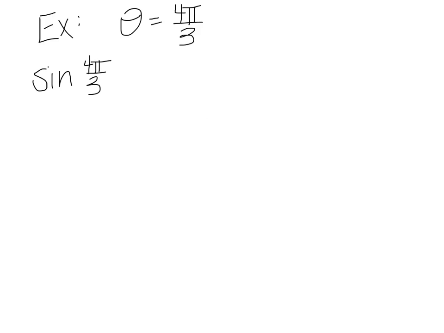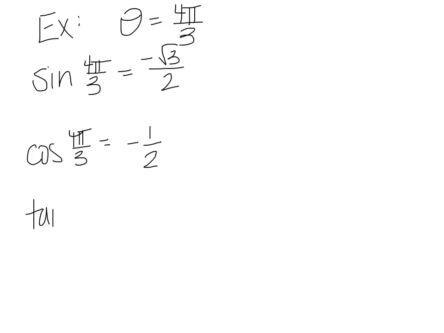The sine of 4 pi over 3 means I'm looking for the y value at 4 pi over 3. What's the y value there? Negative square root 3 over 2. Okay, let's do the cosine of 4 pi over 3, which means I'm looking for the x value. Negative 1/2. All right, and then the tangent of 4 pi over 3.